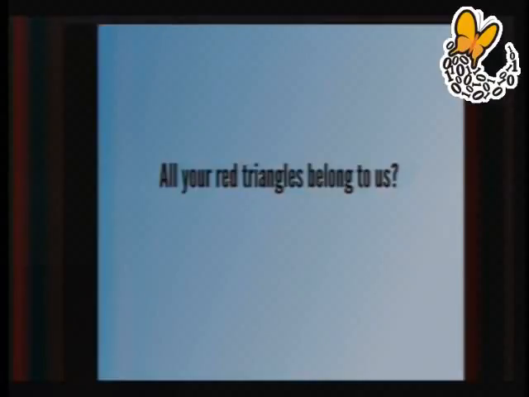But that doesn't mean that the only people who can use red triangles for a trademark are Bass, because a red triangle is pretty simple, so it would be a huge thing to say all the red triangles are ours.